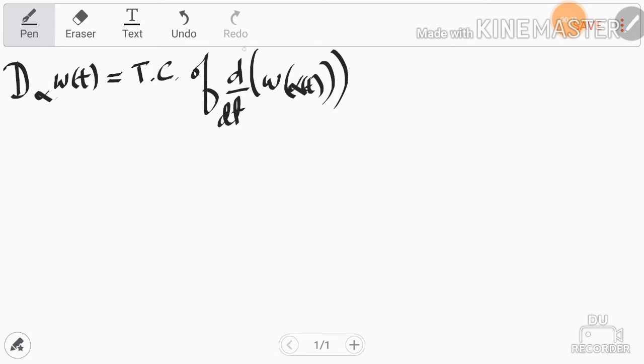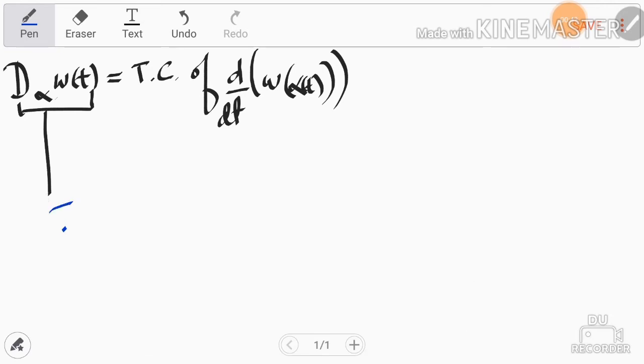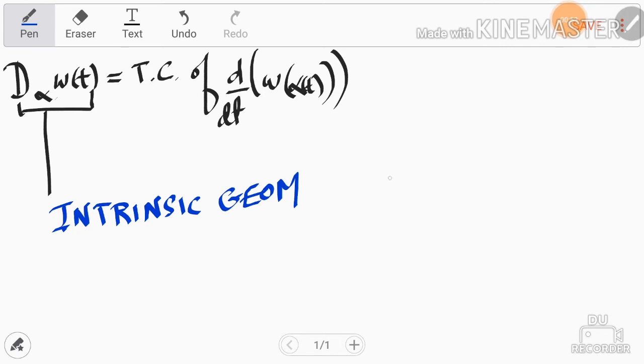You might be wondering, why are we interested in the tangential component of the vector and not simply the vector? And the answer is because the covariant derivative is a concept of intrinsic geometry. Now, what do you mean by intrinsic geometry? Does there have to be something called extrinsic geometry? And the answer is yes.